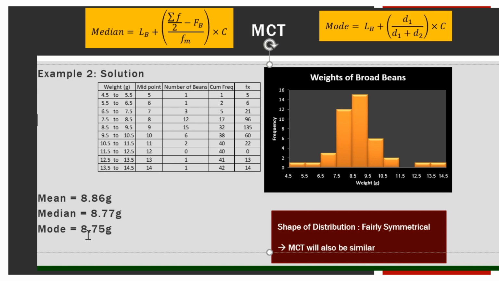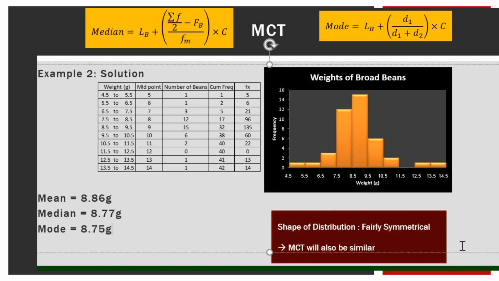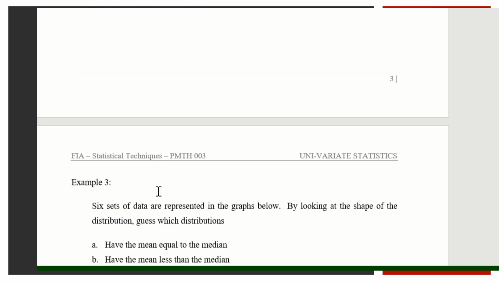When you find your mean, median, and mode, you will notice they are quite similar. When your MCT is quite similar, you pretty much know it's a fairly symmetrical curve. It will never be all equal. If it's all equal, it's engineered data. It's not normal data. They call it data that's been edited. Understand? So your MCT is similar. That's example 2, and I will leave you to do it in your own time.